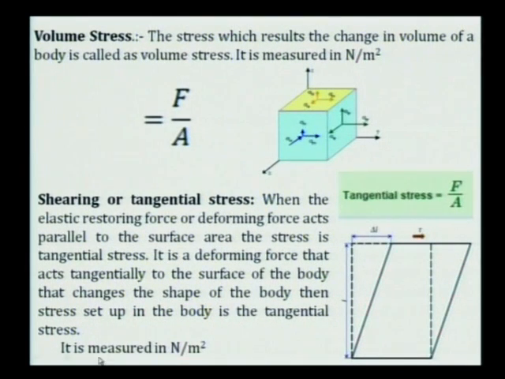In this figure, this is the original position of the body. When the tangential force is applied on the upper layer, the upper layer is called the lateral layer, and lateral displacement of the body takes place and the shape of the body changes. This is called the lateral angle. This small delta L is called the lateral displacement. Such a change in shape which is produced due to the tangential force, the corresponding stress is called the tangential stress or shearing stress.